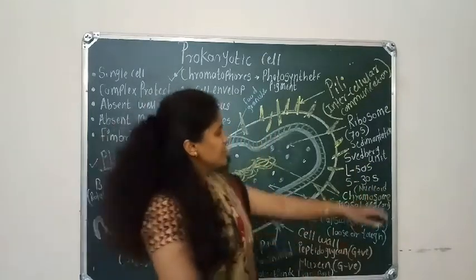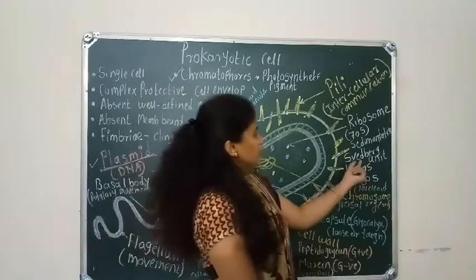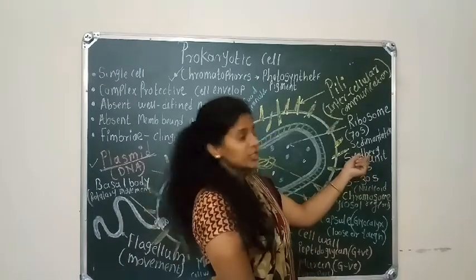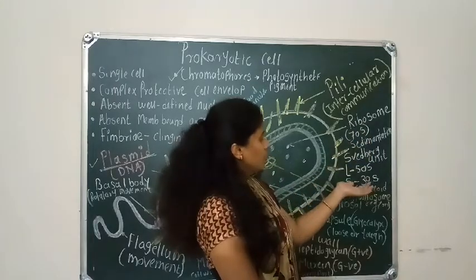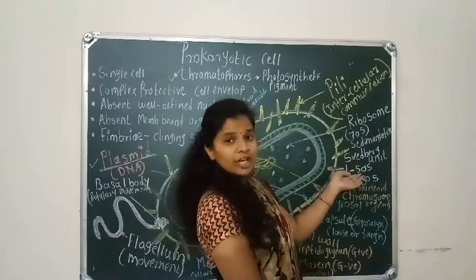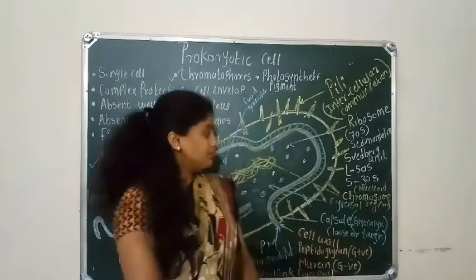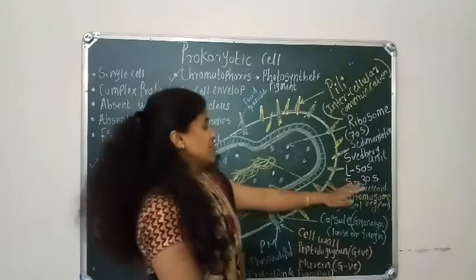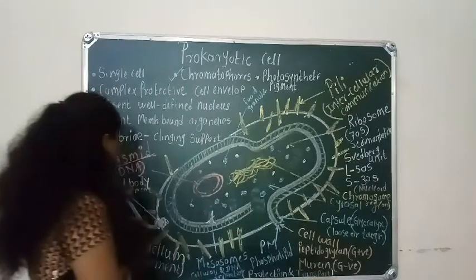What is meant by the S? S is a sedimentation unit which is also known as Svedberg unit. The scientist Svedberg discovered the ribosome, large and small subunit. So the large subunit of the prokaryotic ribosome is 50S and the small subunit of the ribosome of the prokaryotic cell is 30S. So this is about the ribosome.